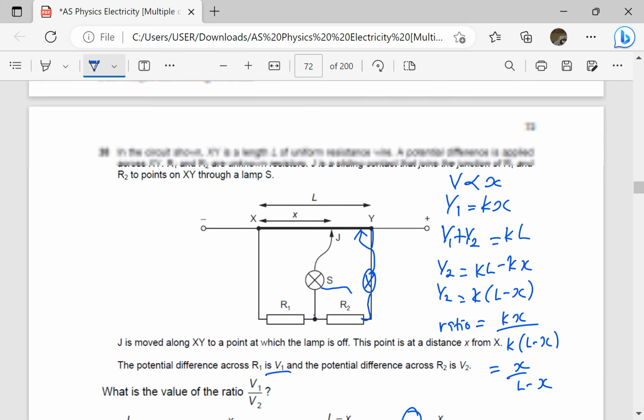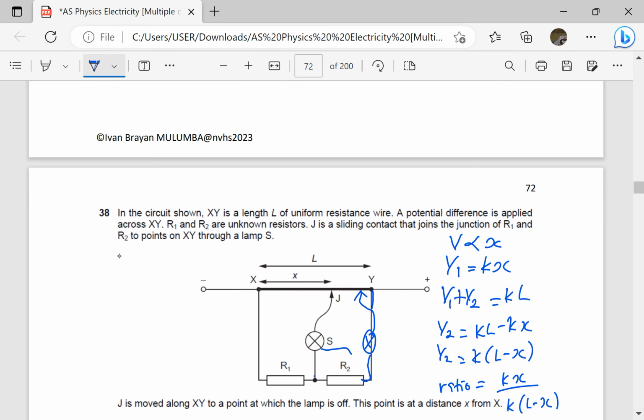I think I left out something about this question. XY is the length L of uniform resistance. The potential difference, okay, that is fine. There's nothing left out there.